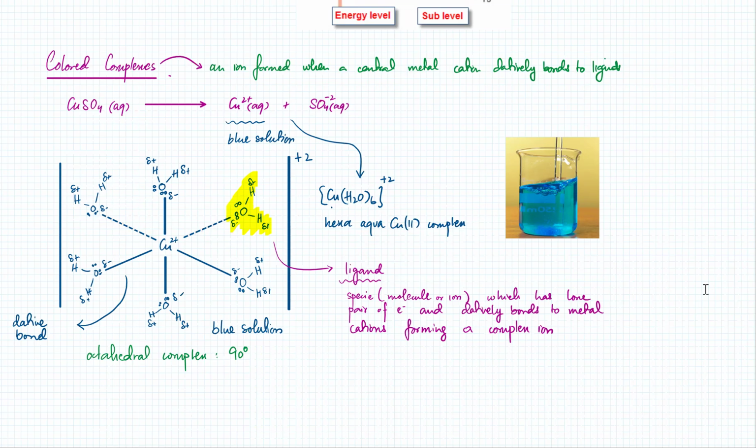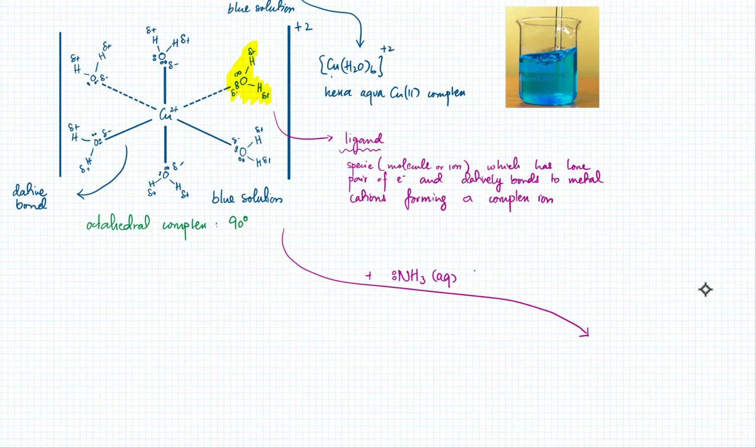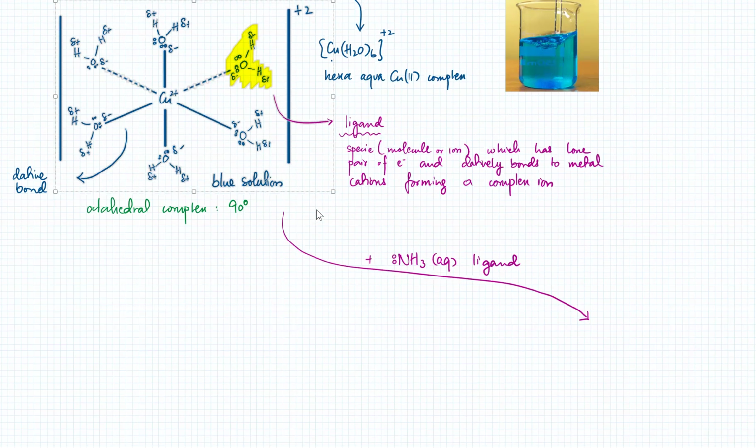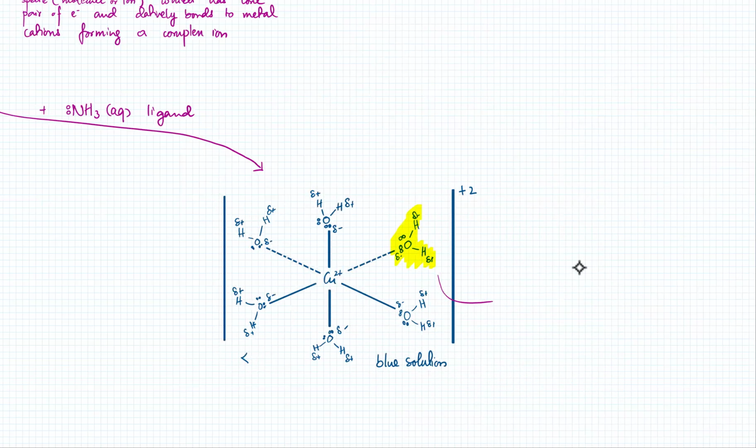Now the next thing that's going to happen is, what if I start adding another ligand to it? What if I start adding ammonia to it? Now remember, ammonia is also a ligand. So that's being added. Now, what's going to happen to my complex is that there's going to be ligand exchange. I'm going to copy the whole thing. That used to be my blue solution, the old complex.